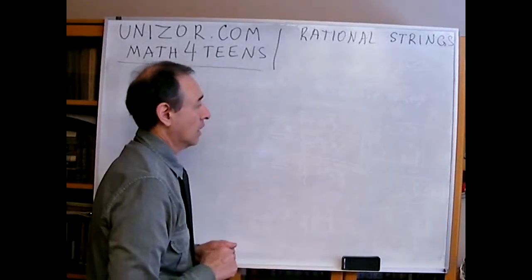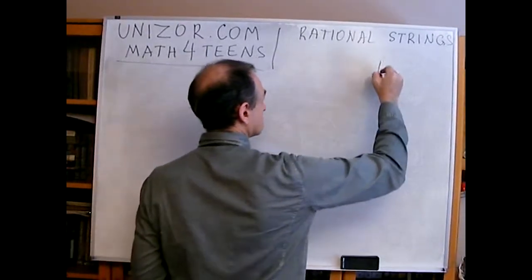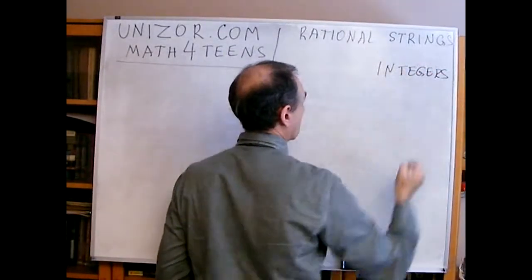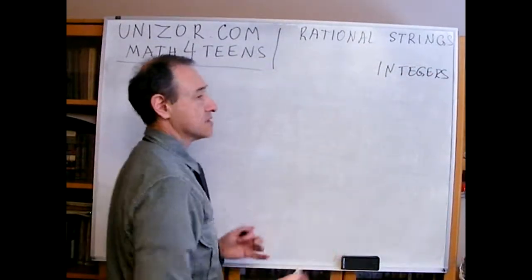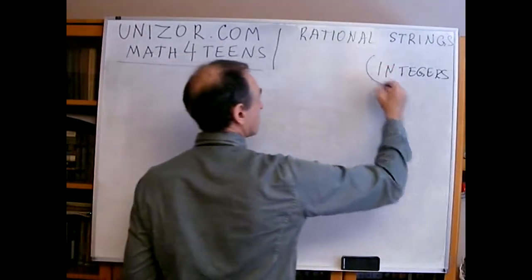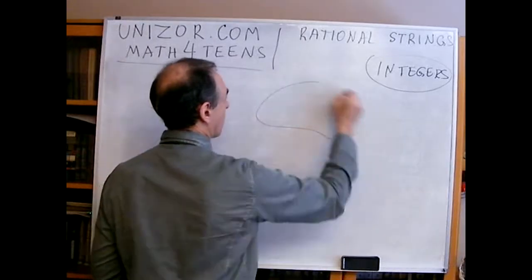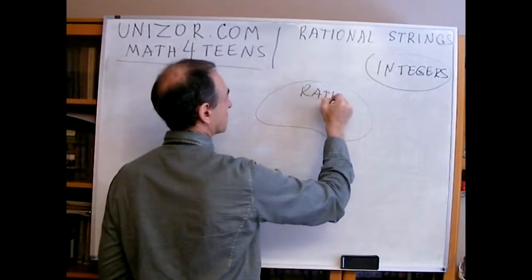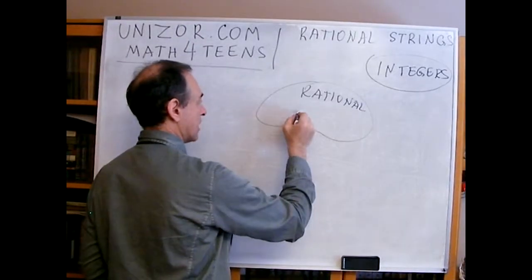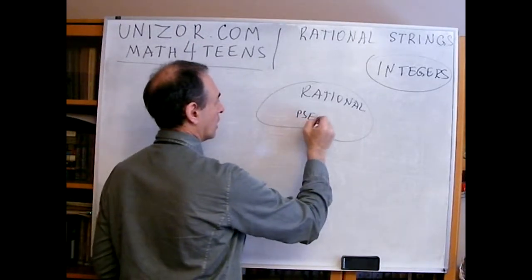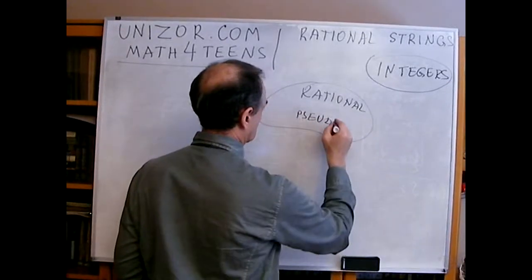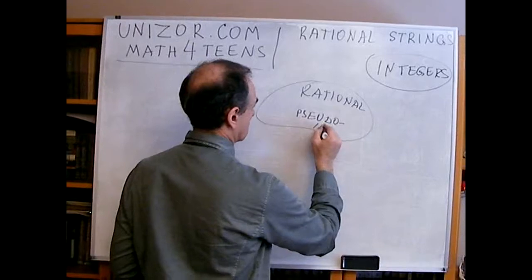So, if these are integers, instead of expanding the set of integer numbers into a set of rational numbers, I'm saying that rational numbers will be a completely different set. However, there will be a subset which we can call pseudo-integer.